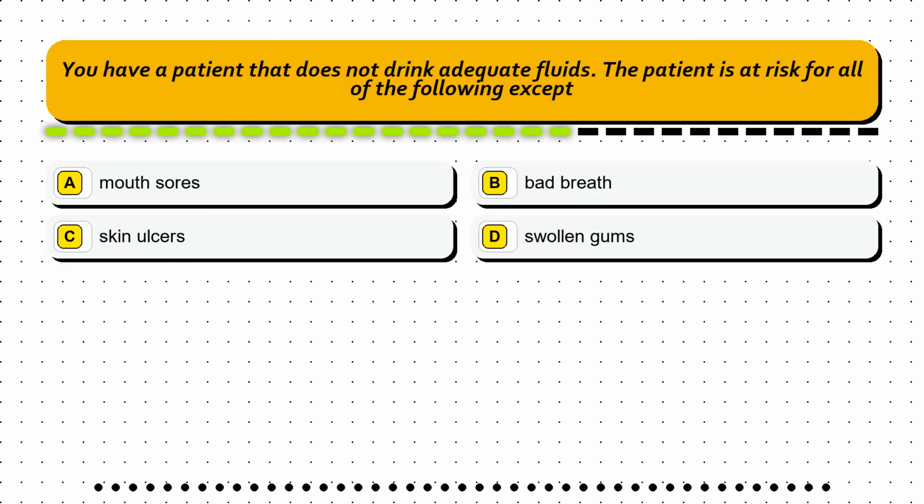Question 9. You have a patient that does not drink adequate fluids. The patient is at risk for all of the following except: Option A. Mouth sores. Option B. Bad breath. Option C. Skin ulcers. Option D. Swollen gums.